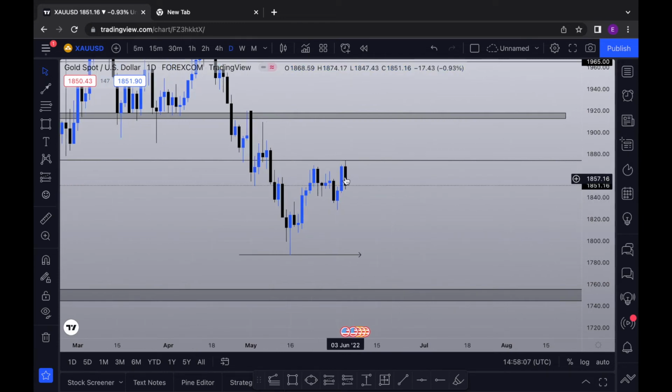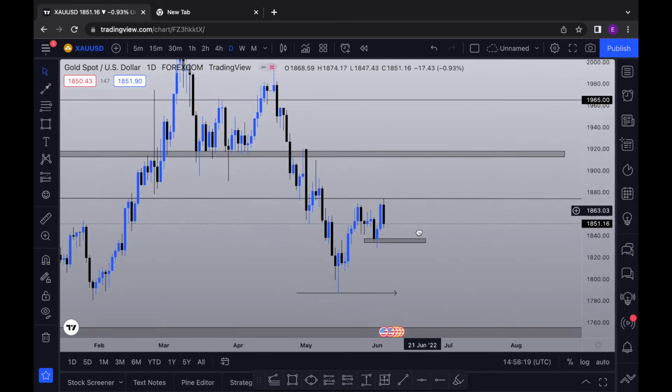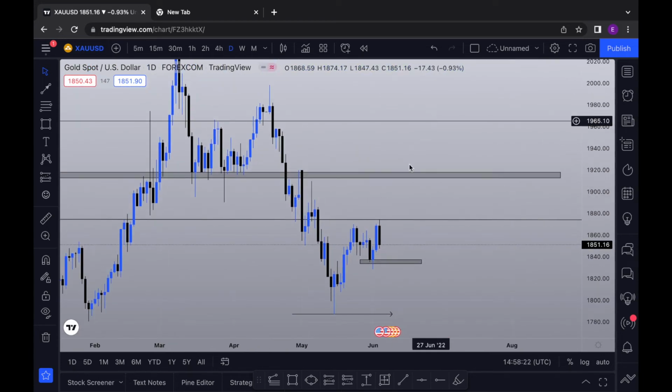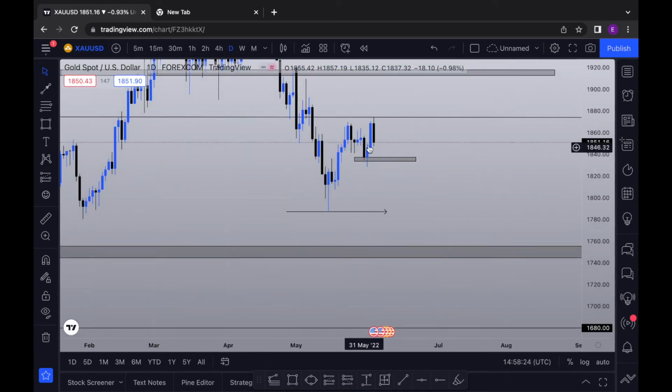So if gold cannot close below this level, then it might go back up. It might shoot back up to 1965. But if we see gold close below this level, then it's going to come back down to 1755.